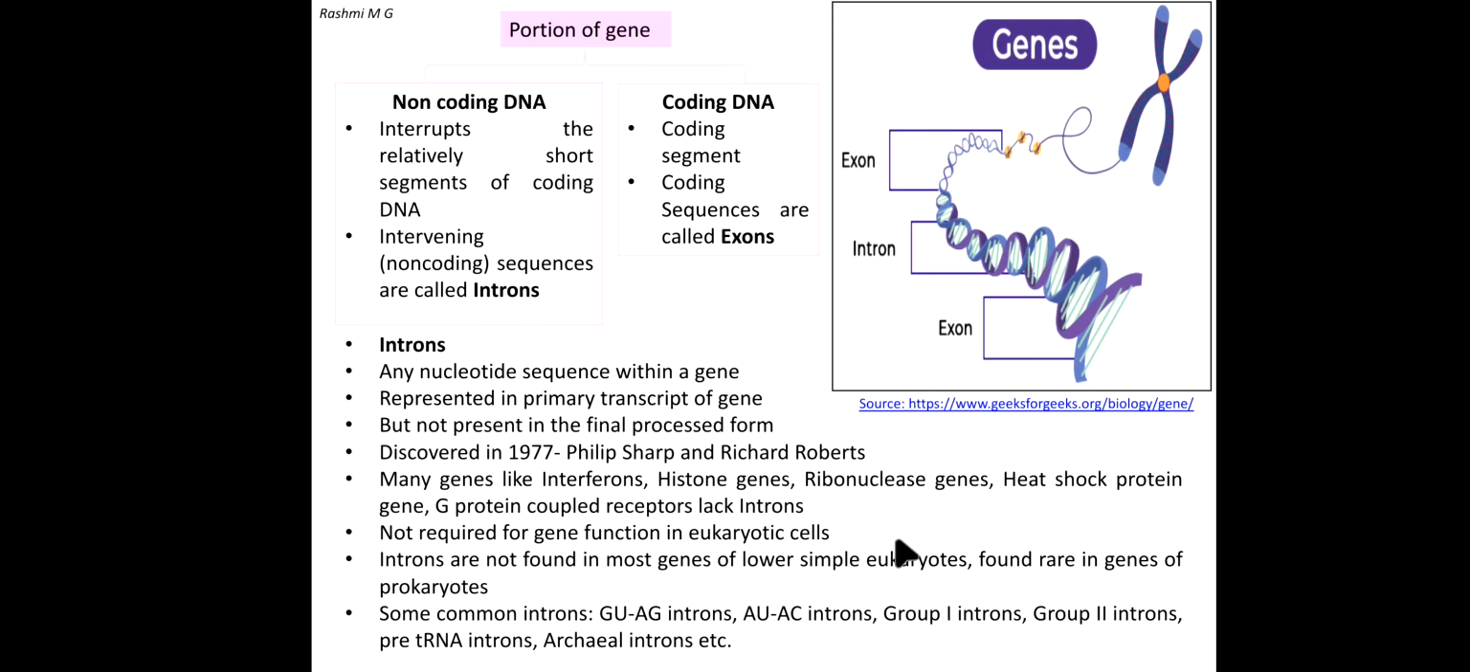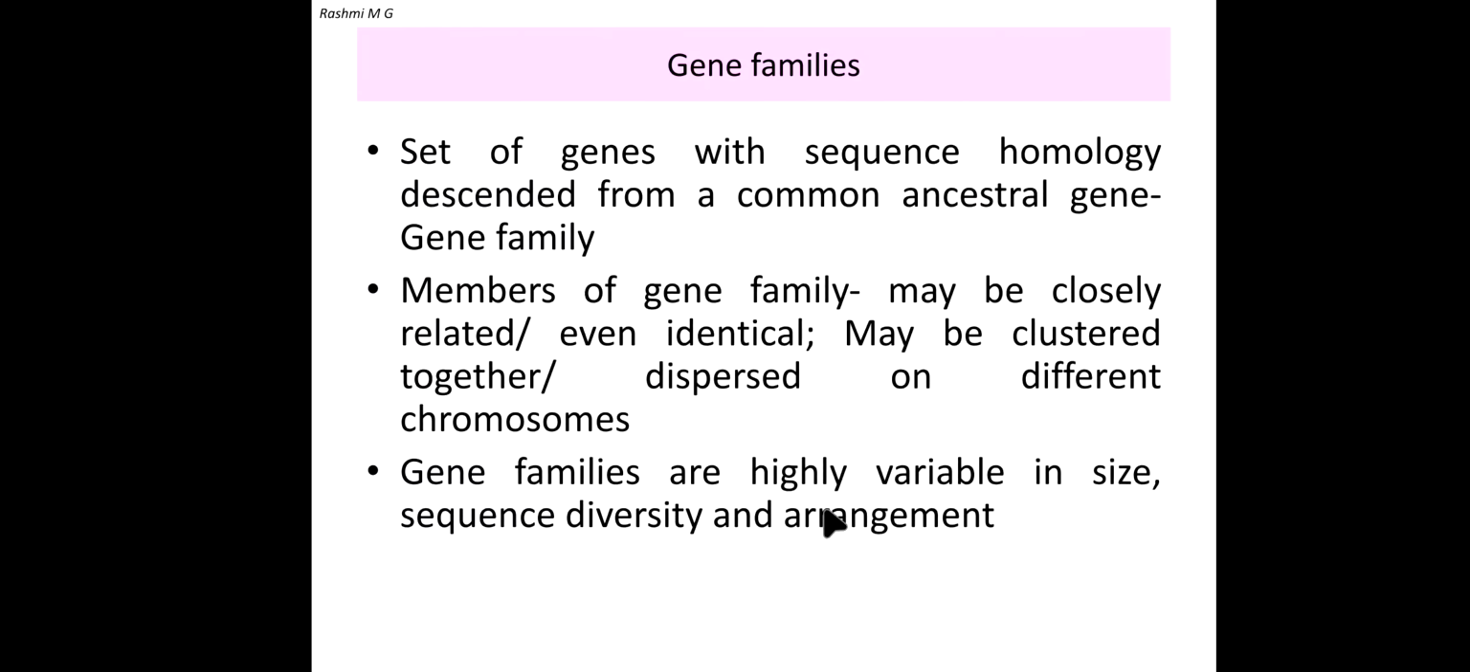Examples of common introns are GU-AG introns, AU-AC introns, group 1 introns, group 2 introns, pre-tRNA introns, and so on. Many genes like interferons, histone genes, ribonuclease genes, heat shock protein genes, and G protein coupled receptors do not have introns. We had discussed about the gene families also.